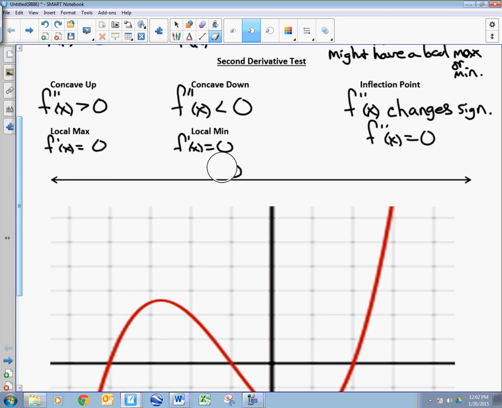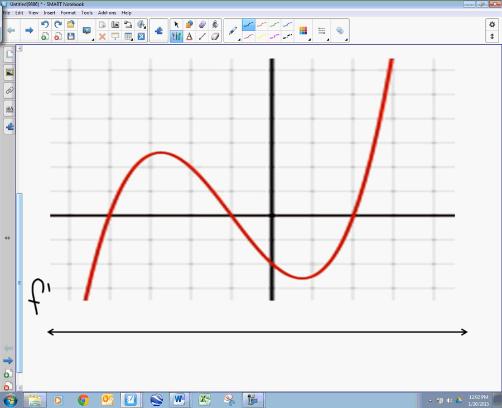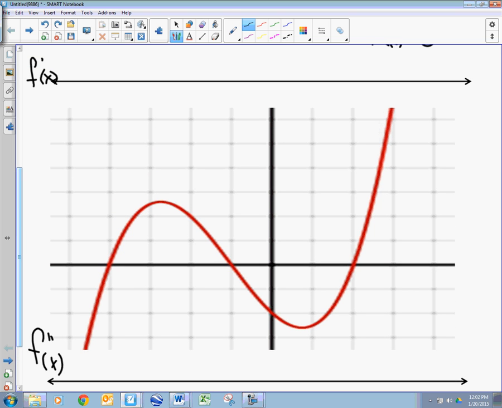Here's what I like to do. I like to make number lines. I make one for the first derivative, I make one for the second derivative, and I put them above and below the graph. Would you agree that f prime of x is equal to 0 at approximately right there, which is at an x value of about negative 2.7? And would you agree that f prime of x is equal to 0 at about 0.8?